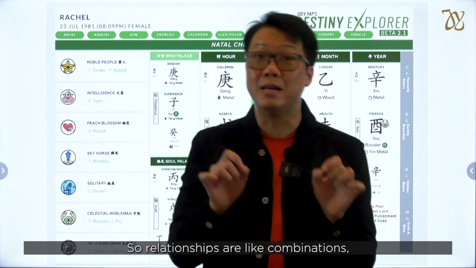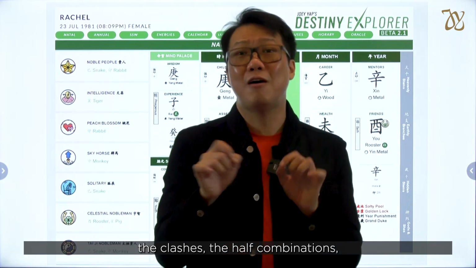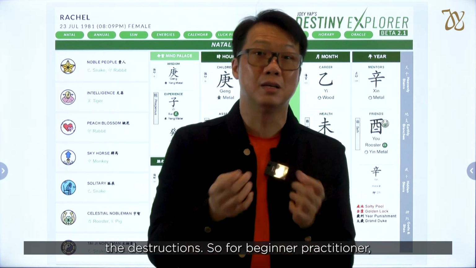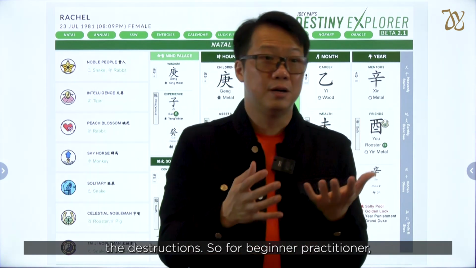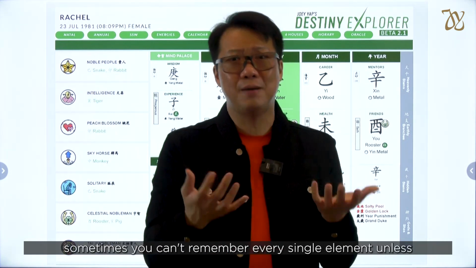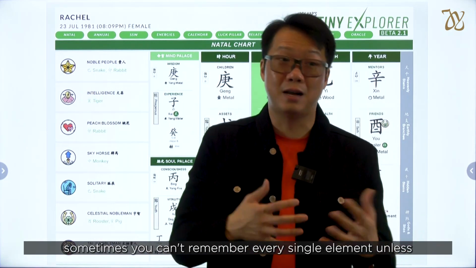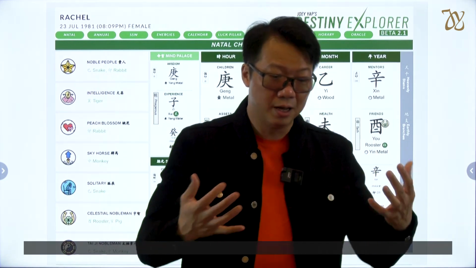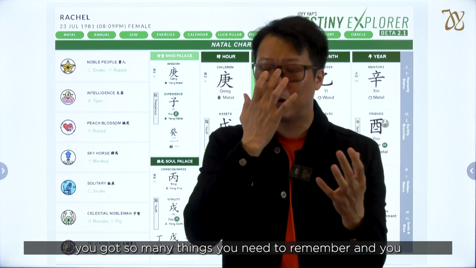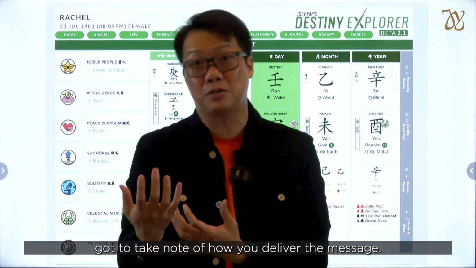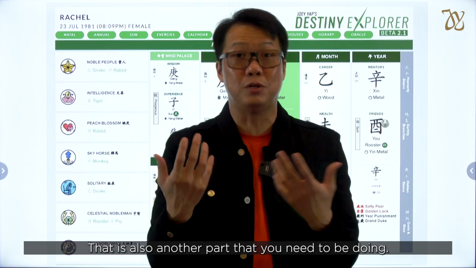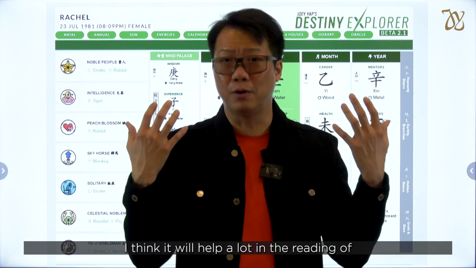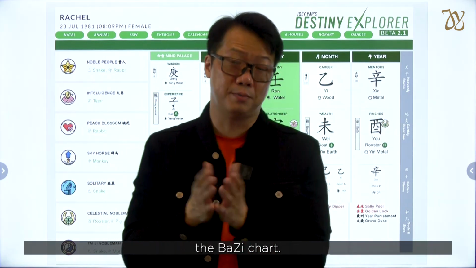So relationships are like combinations, the clashes, the half combinations, the tree harmonies, the harms, the punishments, the destructions. For a beginner, for a practitioner, even for a seasoned practitioner, sometimes you can't remember every single element unless you're very, very seasoned in practicing BaZi. But if you are a beginning student, you've got so many things you need to remember, and you've got to take note of how you deliver the message. That is also another part that you need to be doing. So sometimes if we could help a bit by using the software, I think it will help a lot in the reading of the BaZi chart.